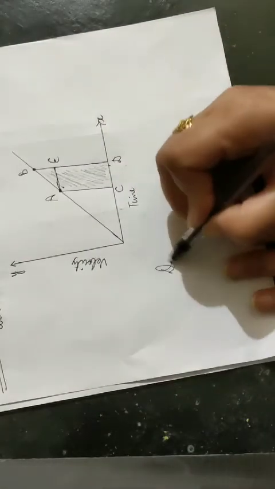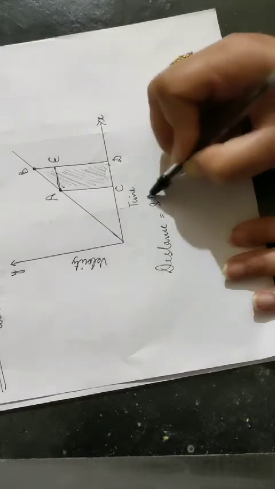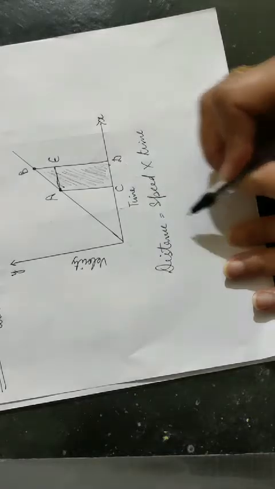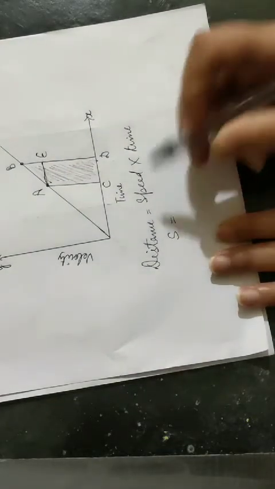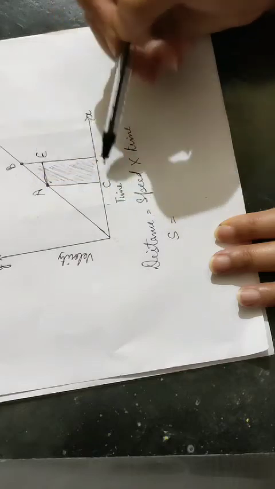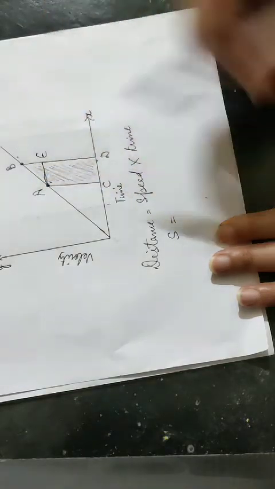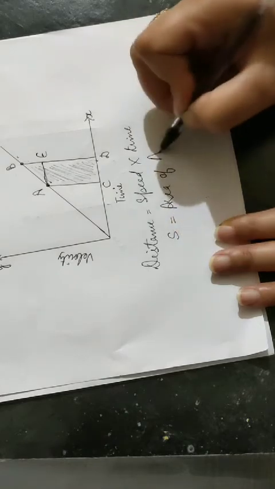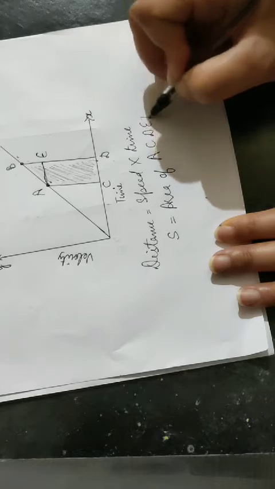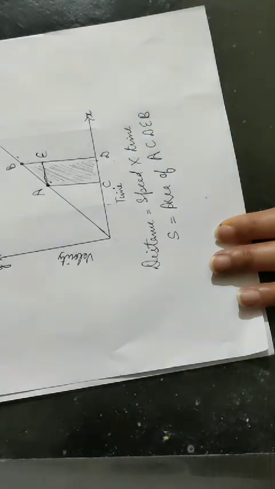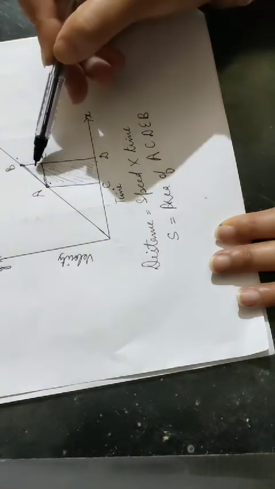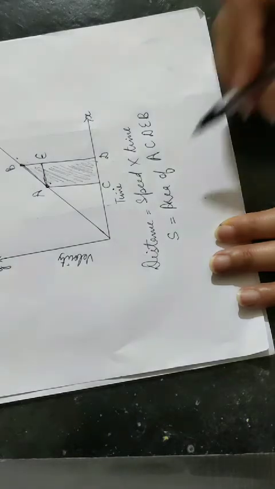Now, again, we know that distance is equal to, what is it equal to? Speed into time. Distance is represented by S. In this case, distance is given by this area ACDB, or we can say the area of trapezium ACDEB. If we look at this trapezium, it is again divided into two figures. One is a small triangle and a rectangle.